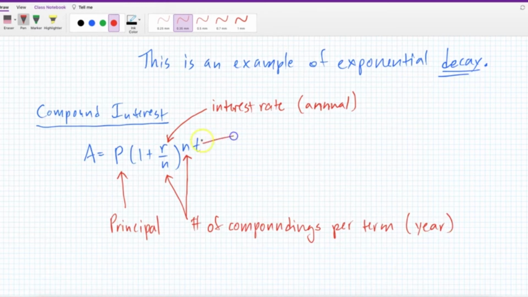And then T, that's the number of years or the number of terms. The T actually stands for time, not terms, but it's just kind of a nice coincidence that it's also the number of terms. Okay, so if your interest rate was actually monthly, then T would be time in months, N would be the number of compoundings per month, and so on.